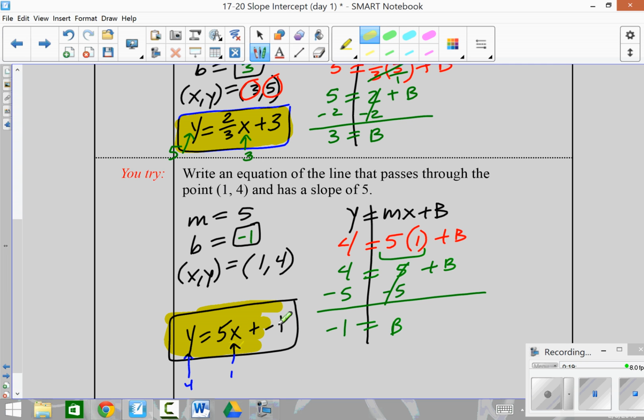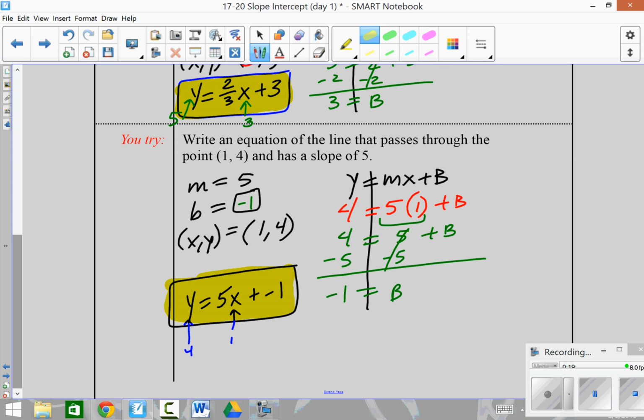The final answer for this equation that passes through the point 1, 4 and has a slope of 5 is y equals 5x plus -1. So the m was given, 5. You need to take the information and actually find the b, which was -1.